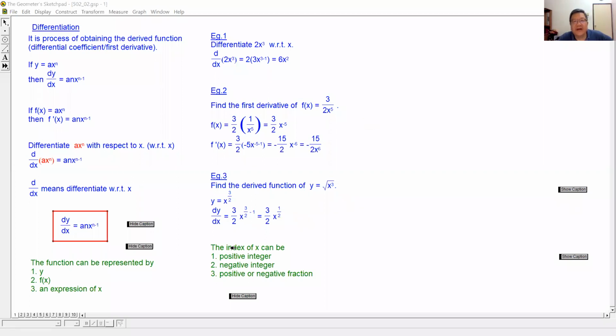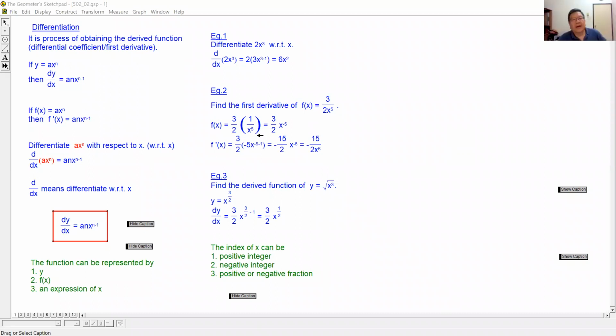Okay, can you see the screen, the Geometer's Sketchpad? Can you hear me? Teacher, we can hear and see the screen. Yes, we can. Okay, thank you.